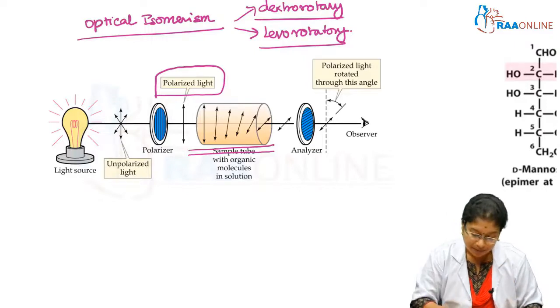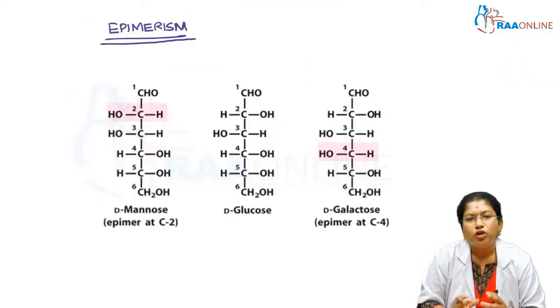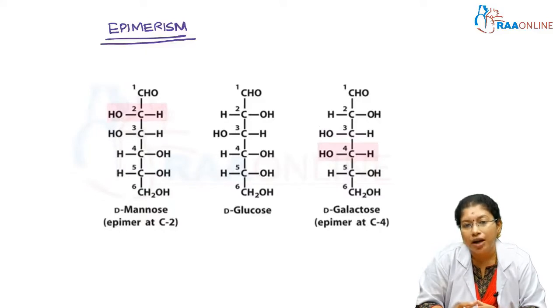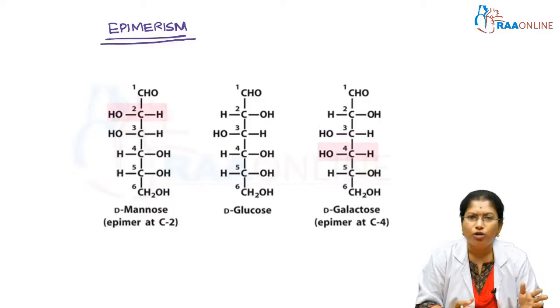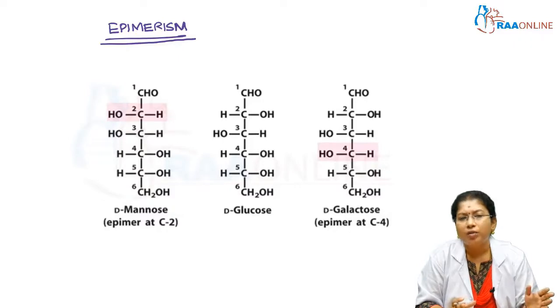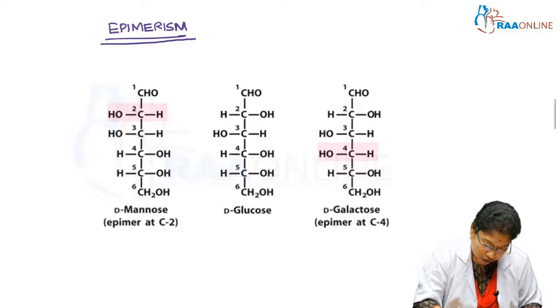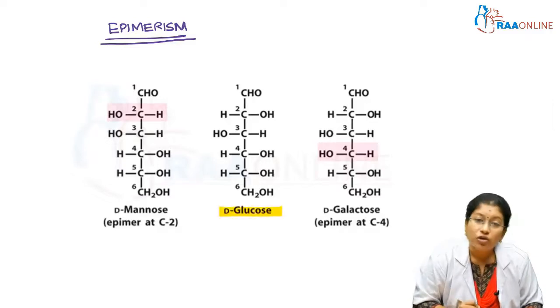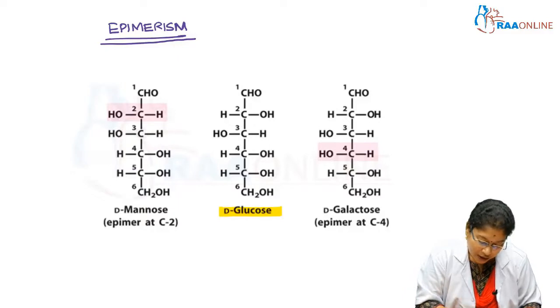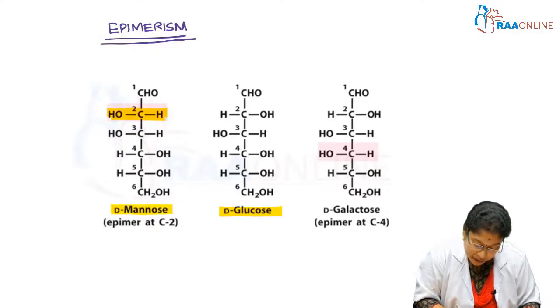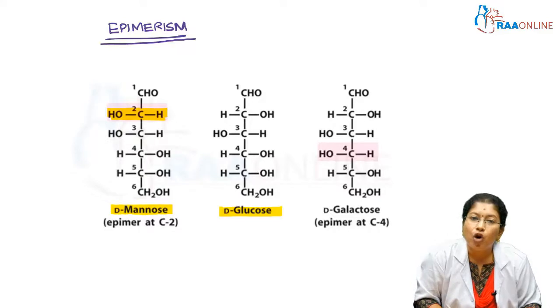What is epimerism? Epimerism is also based on the position of hydrogen and hydroxyl group around the carbon atom, but at any position other than the penultimate carbon atom. For example, this is your D-glucose. You can see the H and OH positions are changed in the second carbon. Then we call it mannose. It is the second epimer of glucose.